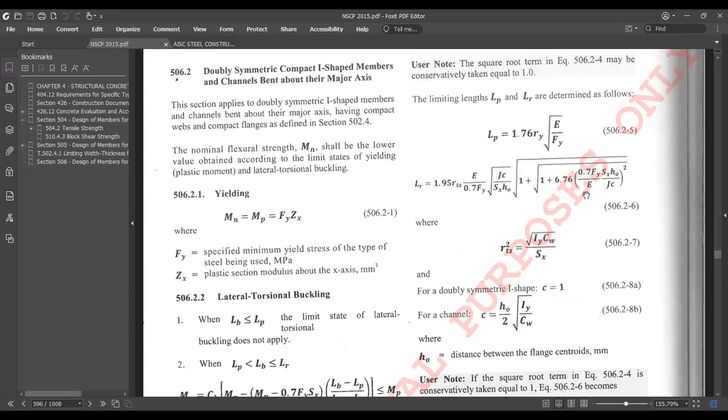As you can see, the formula for Lr is very long, so I will show you a trick how to calculate this one in a much more convenient manner. Okay? So going back to our slide.